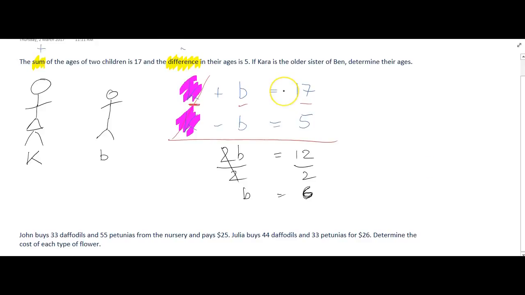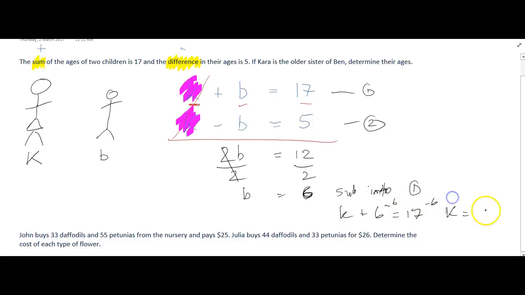Okay, either of these will work. You could substitute this B back into the equation. Sorry, we should have called this equation 1 and equation 2 because we sub into. Let's do equation 1. Doesn't really matter. So K plus 6 equals 17. You work that through, and you're going to get K equals, you take away 6 from both sides, 11. All right, so we can tell that Ben is 6 and K is 11.